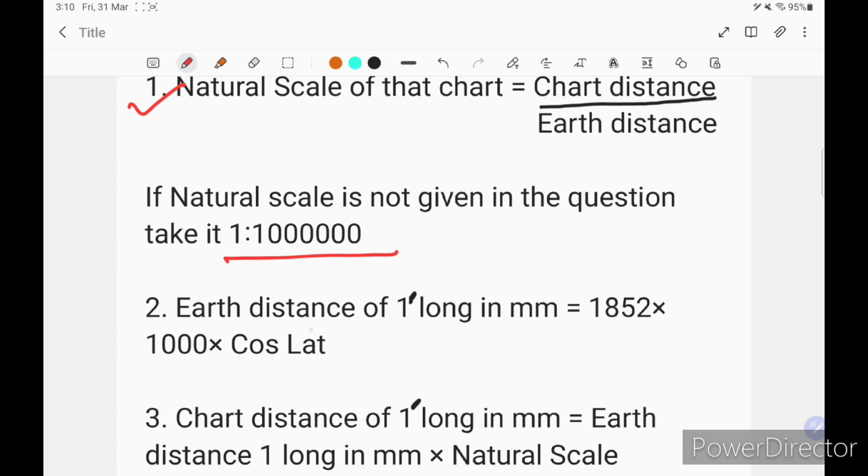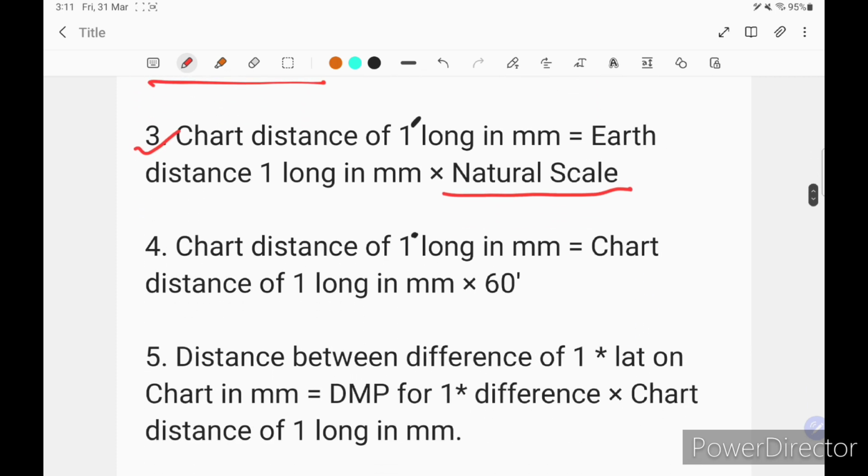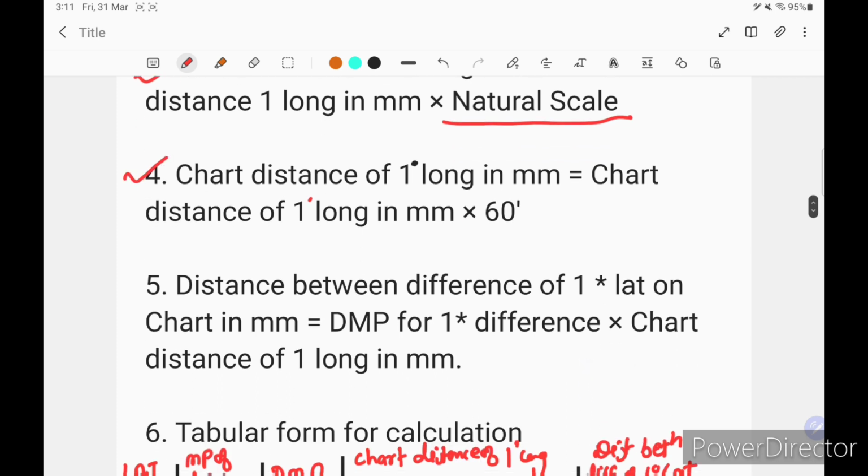The second formula: earth distance of 1 minute longitude in mm is equal to 1852 into 1000 into cos latitude. This is the second formula you must remember. Then the third formula: chart distance of 1 minute longitude is equal to the earth distance of 1 minute longitude in mm into natural scale. The fourth formula: chart distance of 1 degree longitude in mm is equal to chart distance of 1 minute longitude in mm into 60.